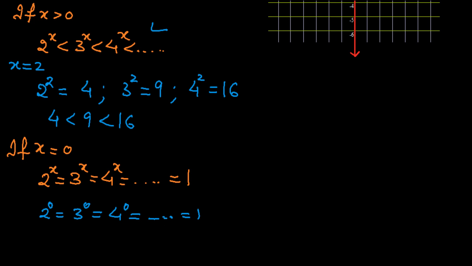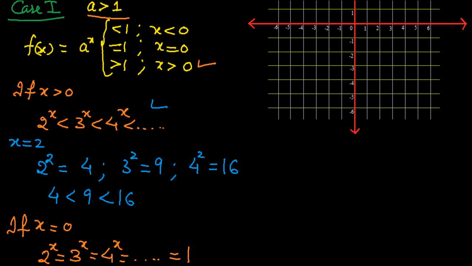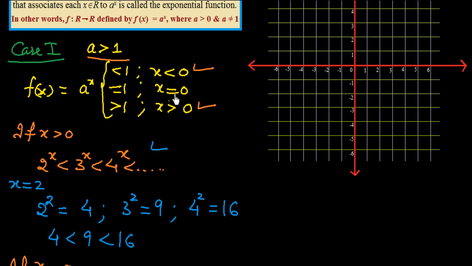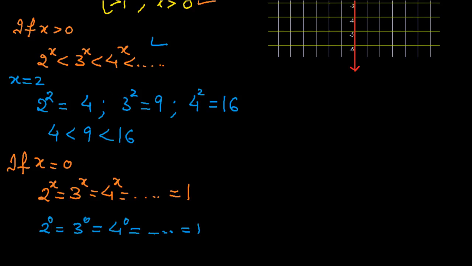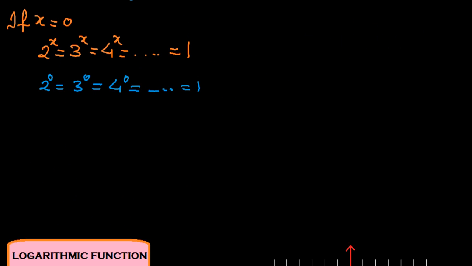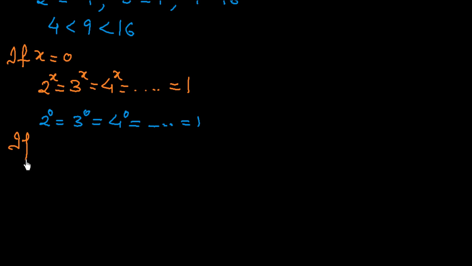So this is. Now I would like to explain that if x is smaller than 0, we are taking this one now, x is smaller than 0. If x is smaller than 0, then what will happen? 2 power x is greater than 3 power x is greater than 4 power x, and so on. So in this way we get here. Now I explain you this.